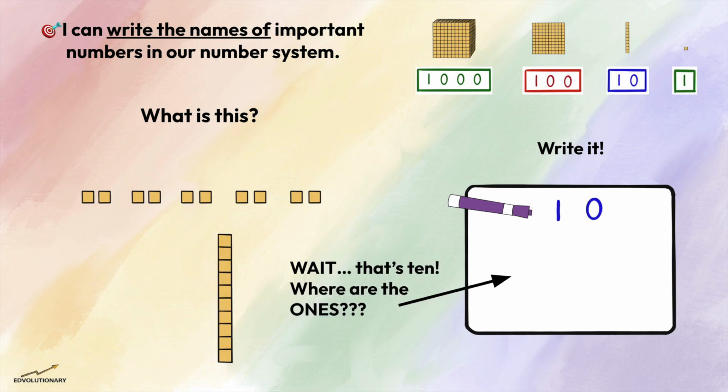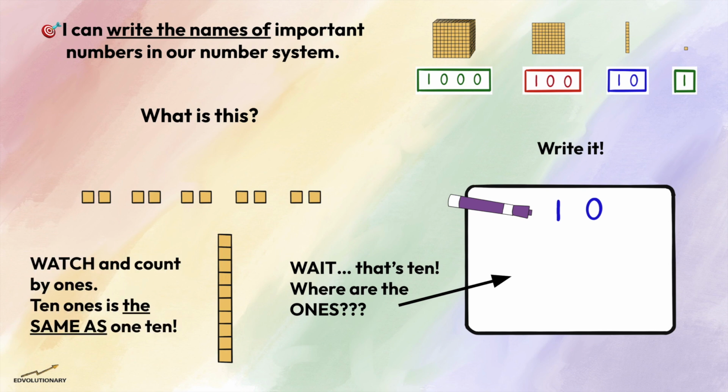We'll say, "There's 10. Wait, that's a 10. Where are the ones?" And then you'll say, "Watch and count by ones. 10 ones is the same as 1 10. Watch. 1, 2, 3, 4, 5, 6, 7, 8, 9, 10. Wow, so once we get 10 ones, we make a 10, and then we write it as 10. Write it 2 more times."